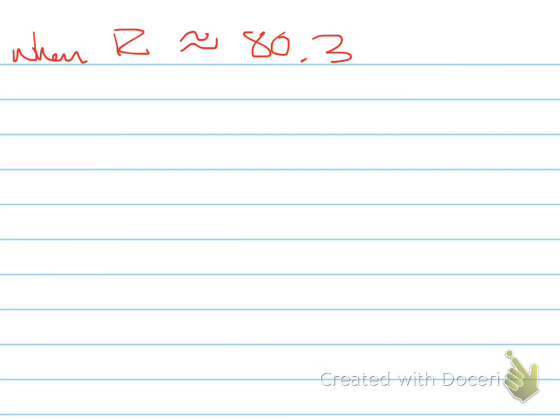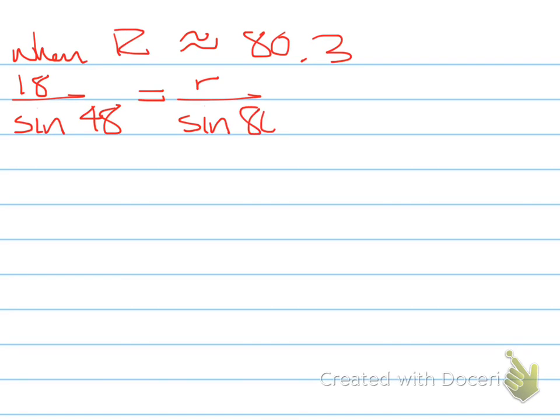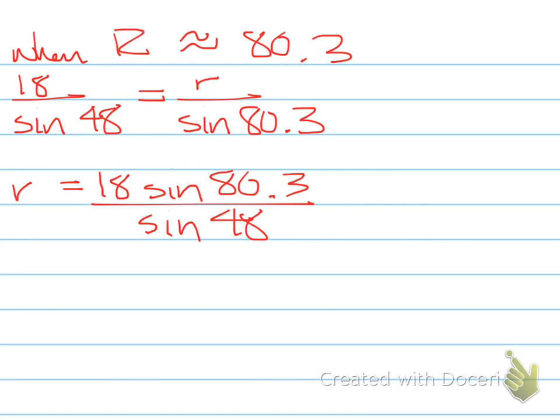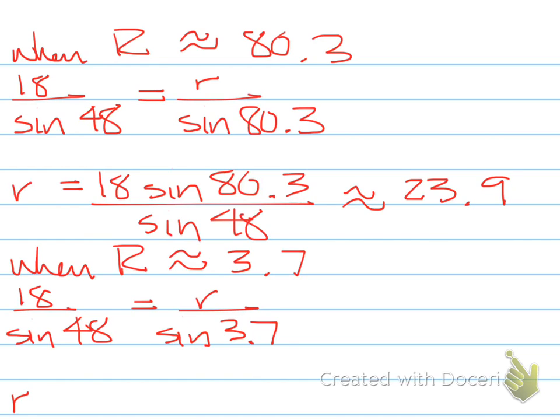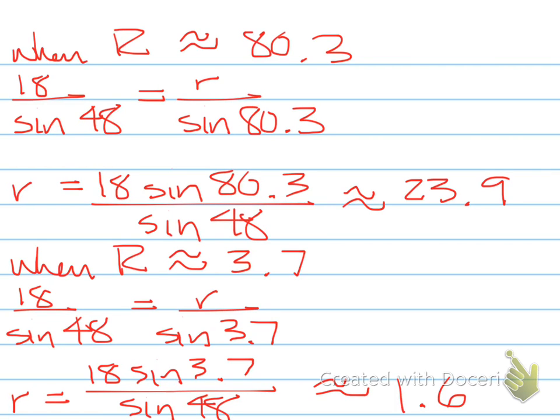Now, whenever R is 80.3, we can solve for the corresponding side, the side that's opposite angle R, by doing 18 over sine of 48 equals r over sine of R. That will give us an approximate measure of 23.9. And if we were to use the measure 3.7 for angle R, we could set up a similar proportion. 18 over sine of 48 equals r over sine of R. In this case, R is 3.7, and that would give us a measure for side r of approximately 1.6.